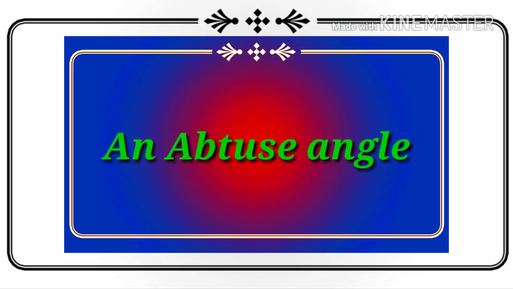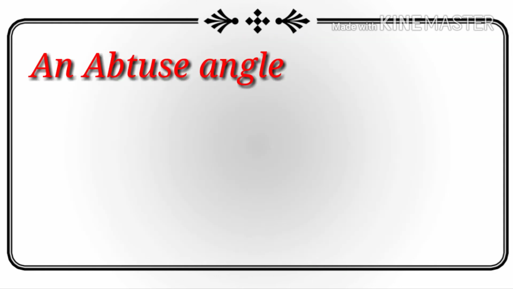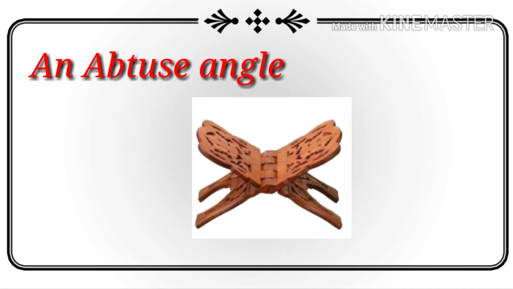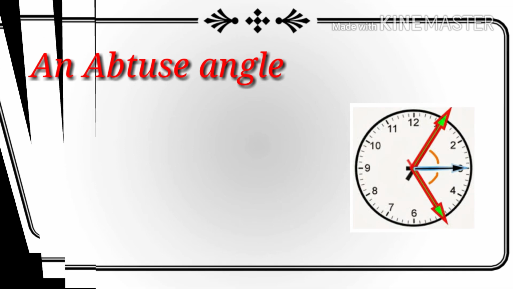Next angle is an obtuse angle. An obtuse angle is an angle which is measuring greater than 90 degrees. This angle is greater than a right angle. Examples are laptop, holy book stand and clock.